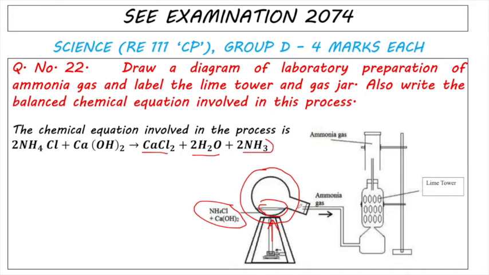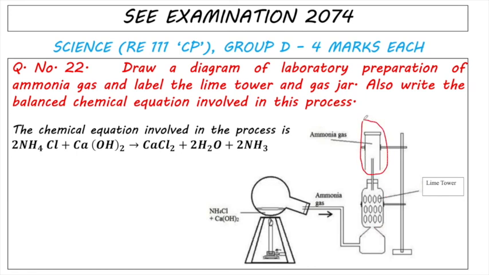Ammonia is a gas, so it moves away from the beaker and travels. Okay, and you have to have a lime tower here. This whole thing is a lime tower, and then ammonia gas is finally collected by downward displacement of air in this beaker over here. To appropriately label, the lime tower is here, and the gas jar, the jar that's used to collect the ammonia gas, is over here. All right.